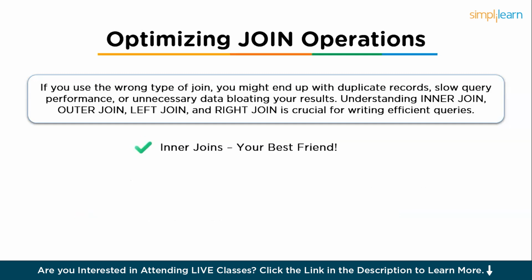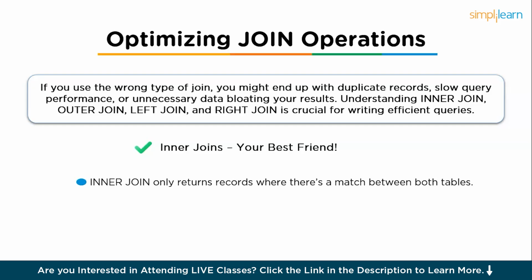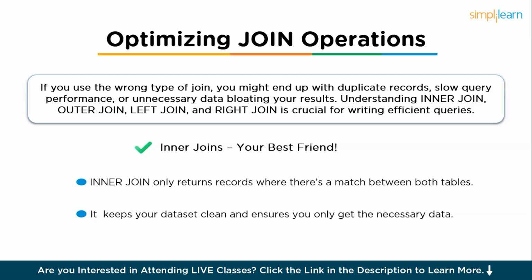Now let's talk about inner joins, which would be your best friend. An inner join is like matching puzzle pieces. It only returns records when there's a match between both tables. This is almost always the best choice for keeping your dataset clean and ensuring that you only get the necessary data.